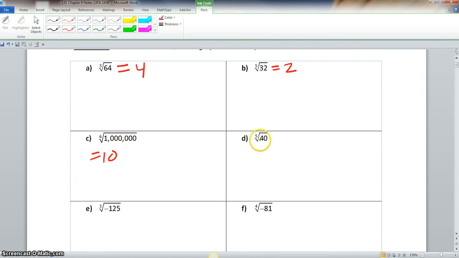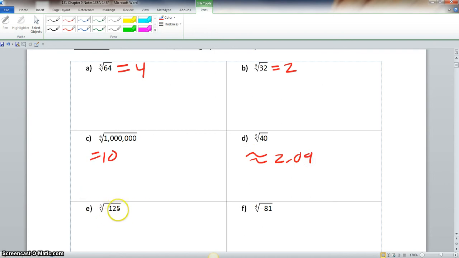Now we have the fifth root of 40. This would actually end up becoming a decimal, because there isn't a number that multiplied by itself 5 times gives 40. There is no perfect fifth root. So we need to take a calculator and take the fifth root of 40, and this will give us approximately 2.09.